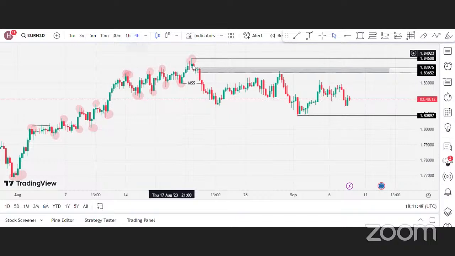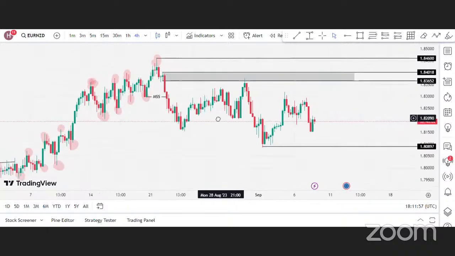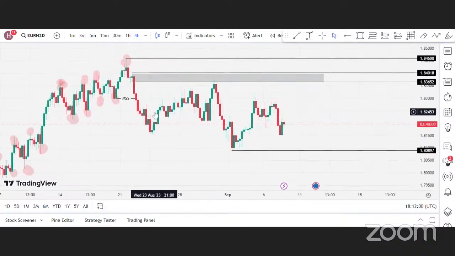Let me just stick to support and resistance. Let me use the common name that we are all familiar with. So we have what we call support and resistance, and I'm sure most of us here already know what support and resistance is. A resistance also means supply.